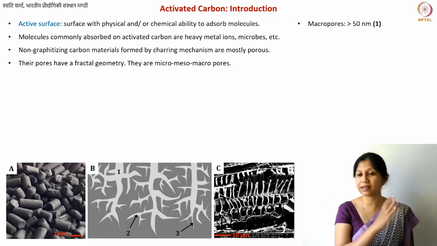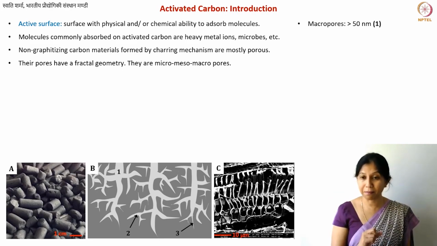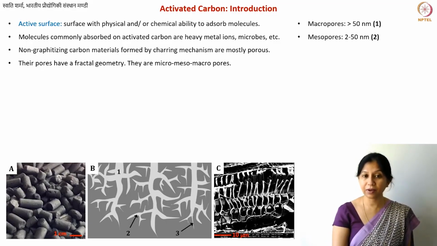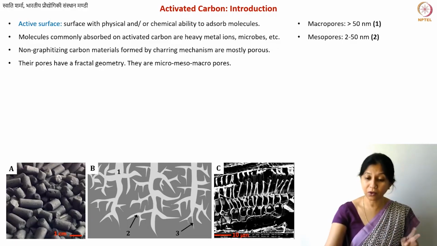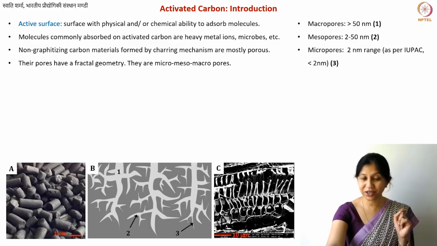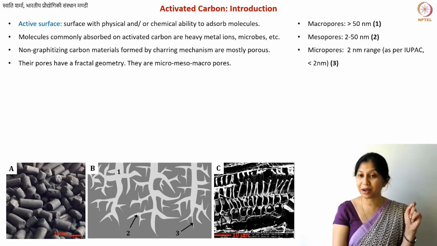So anything that is larger than 50 nanometer, you call them macropores, which is shown with number 1 in this image, B. Okay, the second type, the number 2, is the slightly smaller version. So these are the pores between 2 to 50 nanometers, in terms of their diameter, if we consider an equivalent sphere. So these are called mesopores. Okay, the smallest ones, which are of 2 nanometer diameter range, they are called micropores.